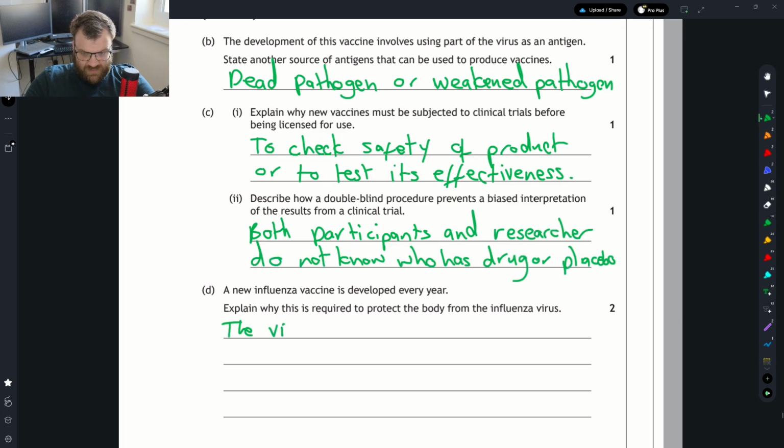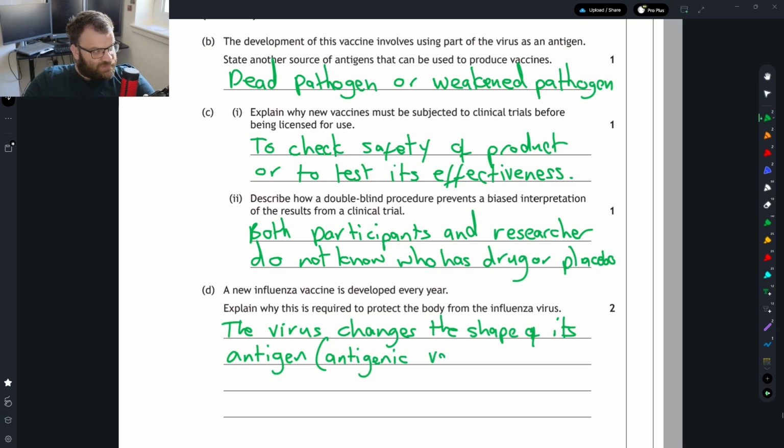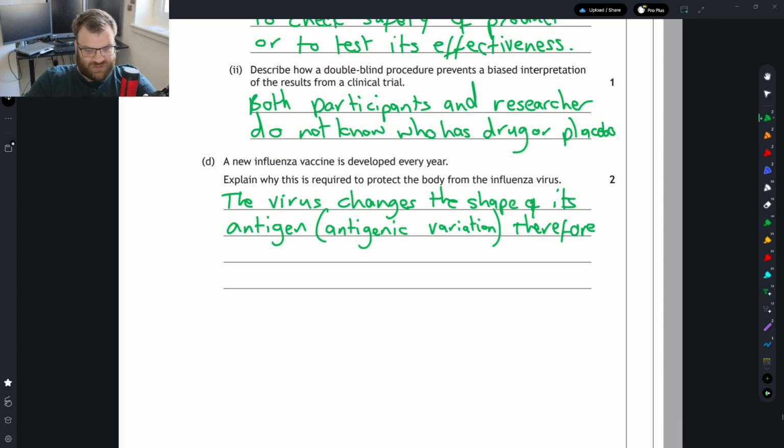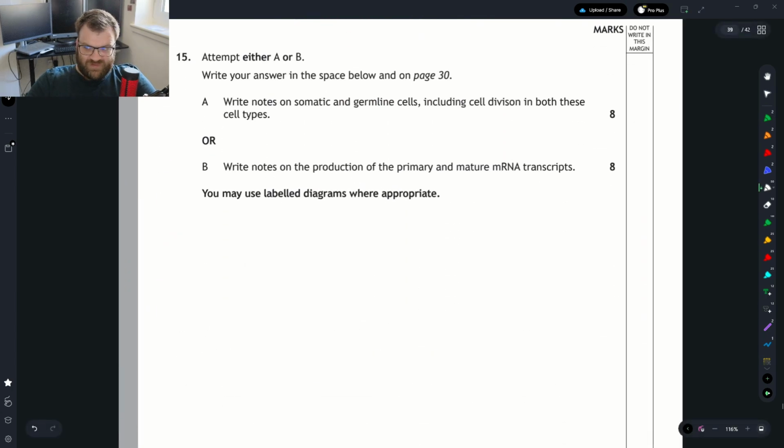Now, if the virus changes the shape of its antigens, antigenic variation, then that means that the memory cells that are supposed to be able to keep an eye out for a returning virus do not recognize it. That means it's treated like a new infection where it's not able to fight it off as quickly as you would have hoped for. Last part of the paper is dealing with an essay question.